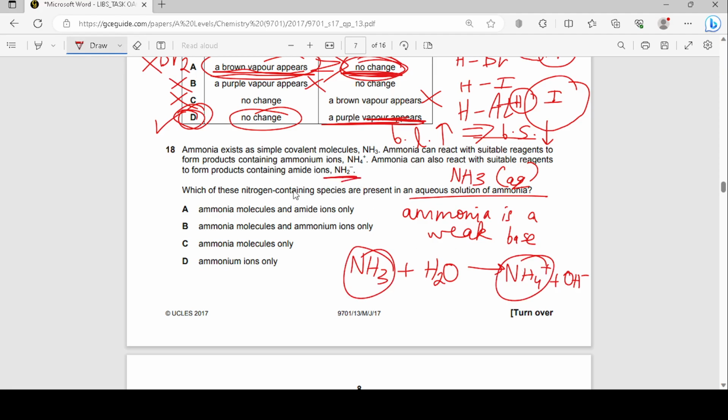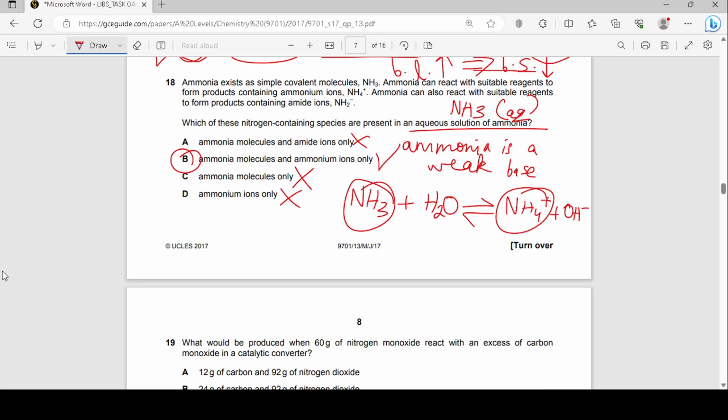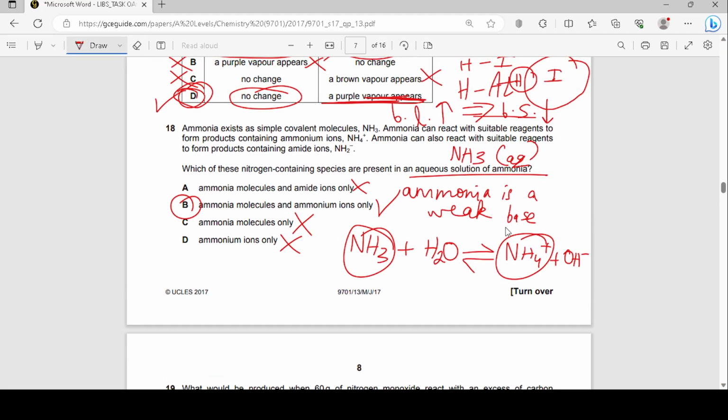not NH2-. So the answer would be ammonia molecules and amide ions? No. Ammonia molecules and ammonium ions only? Yes, that's right. Because it's a weak base. If it was a strong base, there would be complete dissociation. But because it's a weak base, I should clarify that there's going to be an equilibrium between NH3 and NH4+, the two sides of the equation. So there's going to be both ammonia molecules and ammonium ions. It's not either or, both of them will be there, but not NH2-, because ammonia is a weak base, so it's showing its basic nature here when it's reacting with water, and the reagent is water.